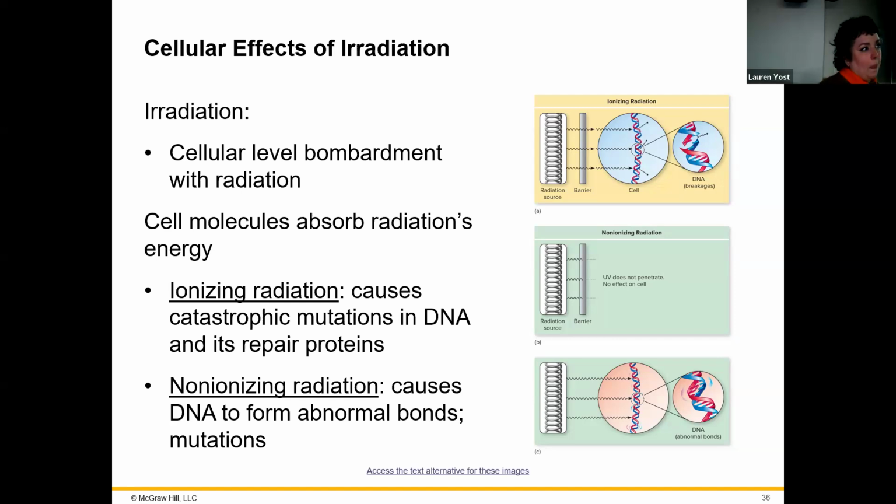Yes. What about airports or airplanes? Right. So there's going to be radiation anytime you're going through those screens at the airport.